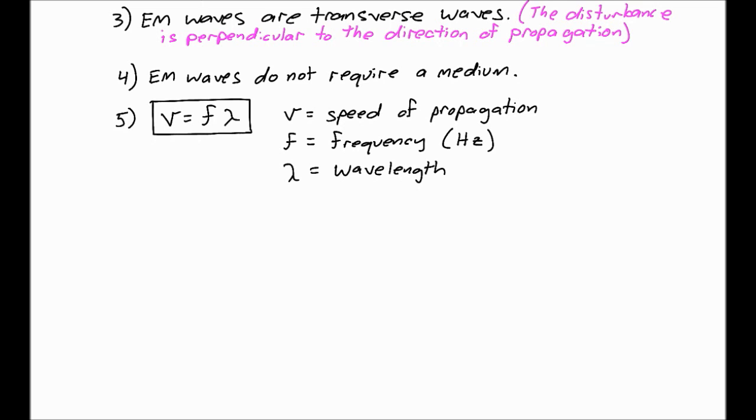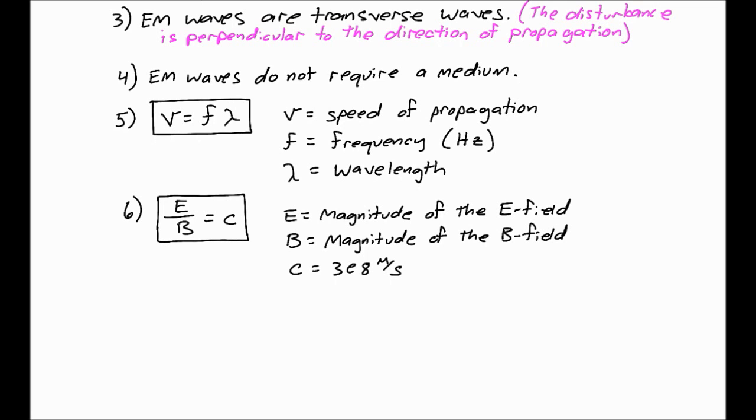Then another equation relates the magnitudes of the electric field and magnetic field. So E is the magnitude of the electric field, B is the magnitude of the B field, and c is the speed of light, 3 times 10 to the 8 meters per second. And so this relationship will hold at any instant. Even though the electric field and the magnetic field are sinusoidal, at any instant, the values of each will obey this relationship.